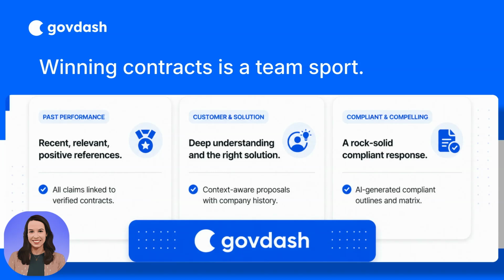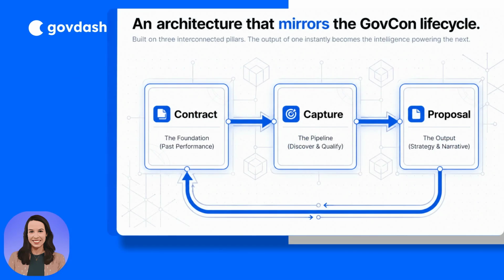GovDash brings those 3 things together in one platform and helps your whole team contribute, no matter what their role is. So let's talk about how GovDash is actually structured, because it maps directly to the GovCon lifecycle. And that's intentional. GovDash has 3 main areas: contract, capture, and proposal. Each one serves a specific purpose, and each one feeds the next.